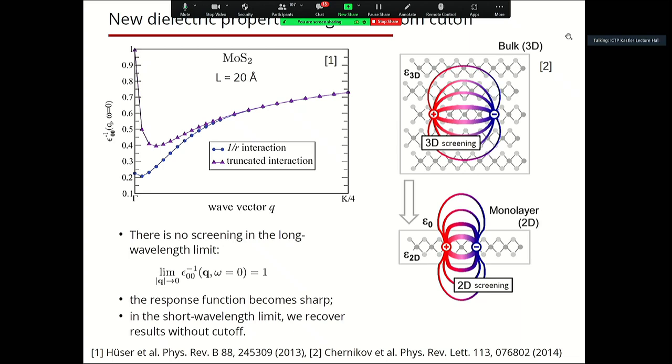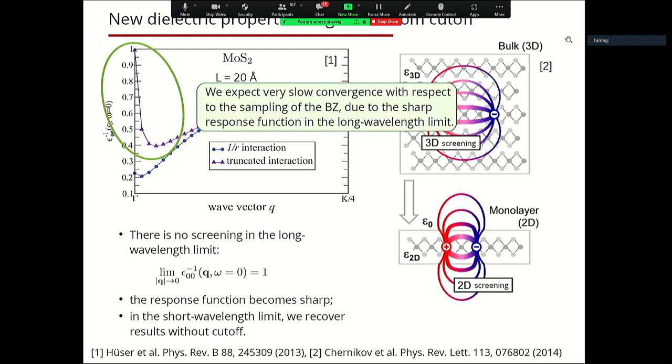Thus, we end up with the fact that if we do not include the truncated interaction, we are changing qualitatively the description of the screening with respect to the truncated case, that is the physical one. But here we can see that we added a very sharp behavior of the dielectric response in the long wavelength limit. And we can imagine that it will be very difficult to converge these dielectric properties with respect to the Brillouin zone sampling. And this we'll see in the next part of the presentation.